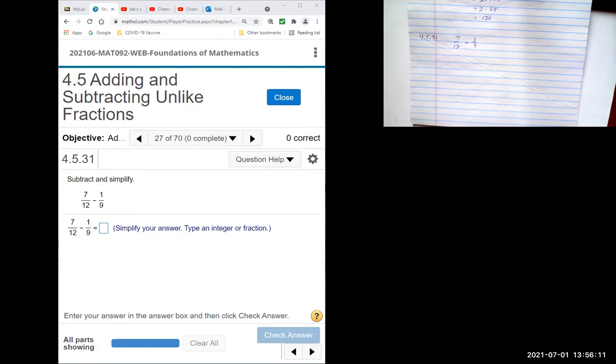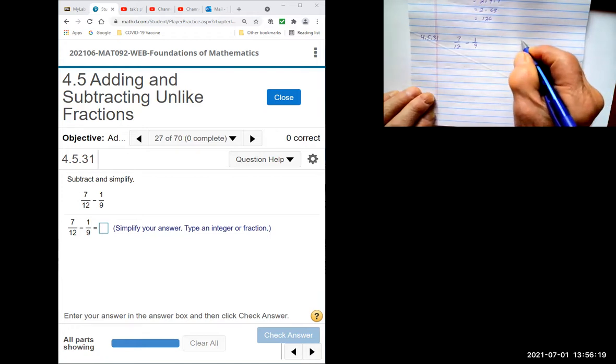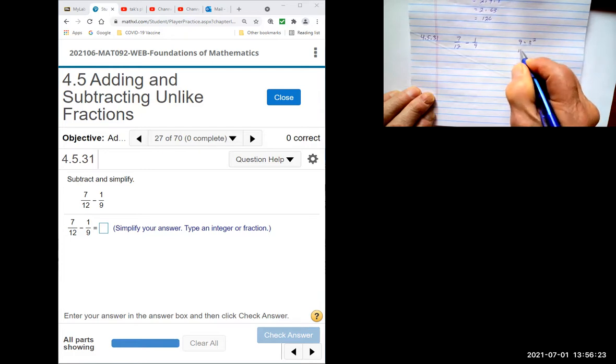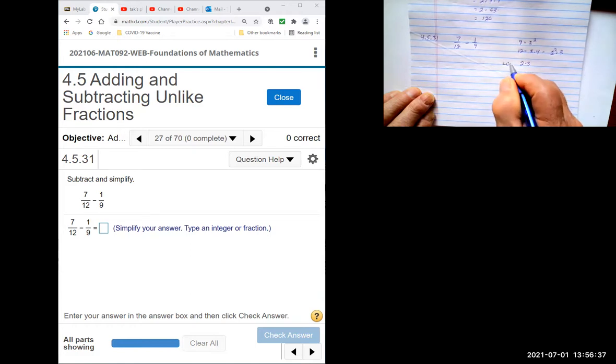The next problem asks us to subtract one fraction from the other, 1/9 from 7/12. We need a common denominator. Let's go through my three-step process. 9 is 3 squared. 12 is 3 times 4, which is really 2 squared times 3. Form a product of the different factors, which are 2 and 3, and to make it the LCD, find the exponent on each of the factors.